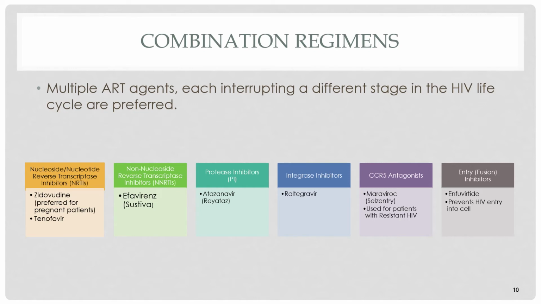Then we have the NNRTI, the efavirenz, the protease inhibitors. You can read this slide, right? The CCR5 antagonists are used for resistant HIV. And at the very end, you'll see the entry or fusion inhibitors, and that prevents the HIV from even entering into the cell in the first place.